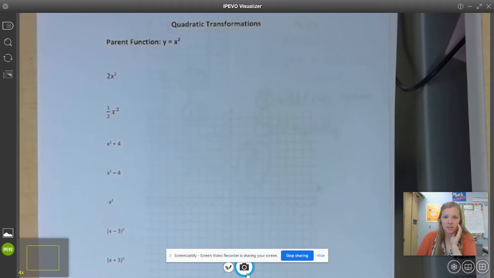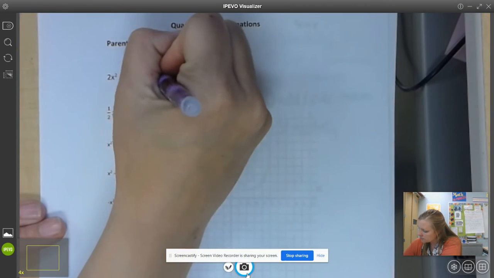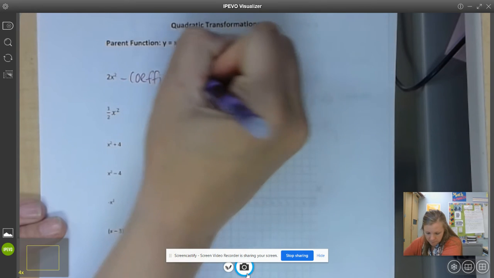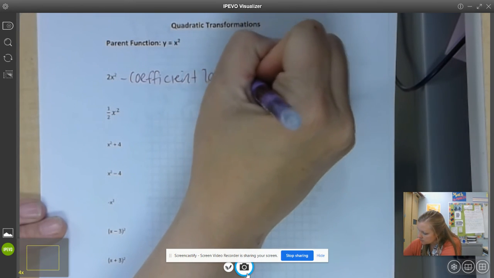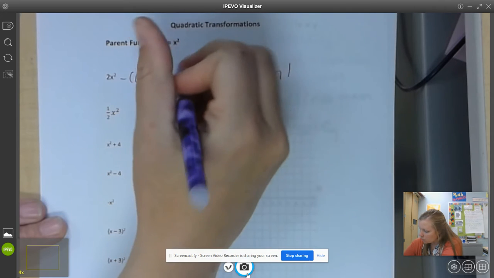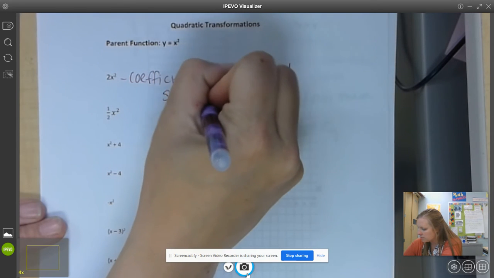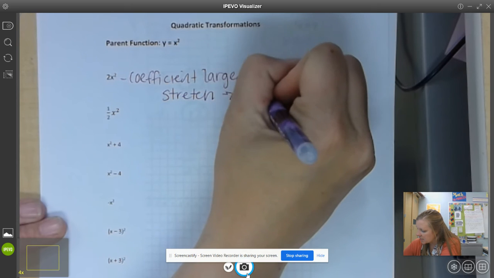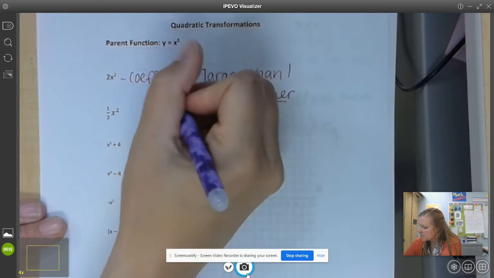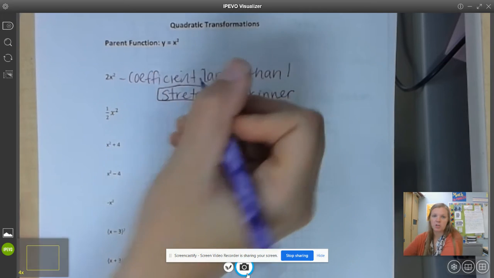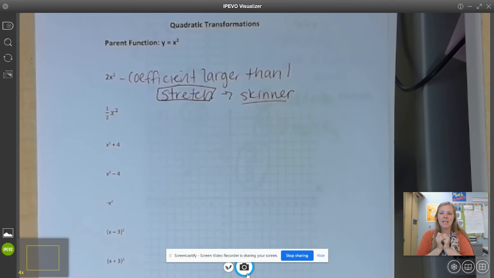So let's write that down on the note sheet. If the coefficient is larger than 1, and we call that a stretch, the graph gets skinnier. It's important that we know that we're calling it a vertical stretch. What that means is if I take myself and pull myself from my head to my feet, I'm going to get taller and skinnier. That's why it's called a vertical stretch, because if you stretch it out vertically, it's going to get skinnier.